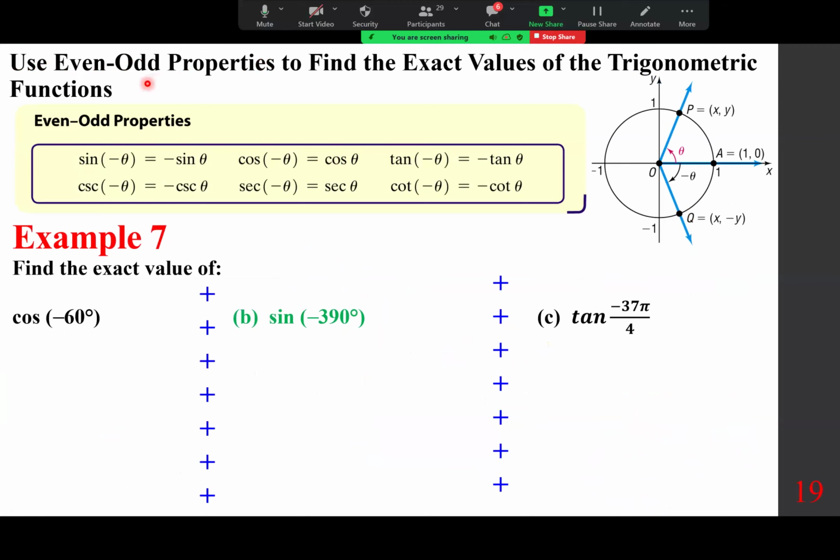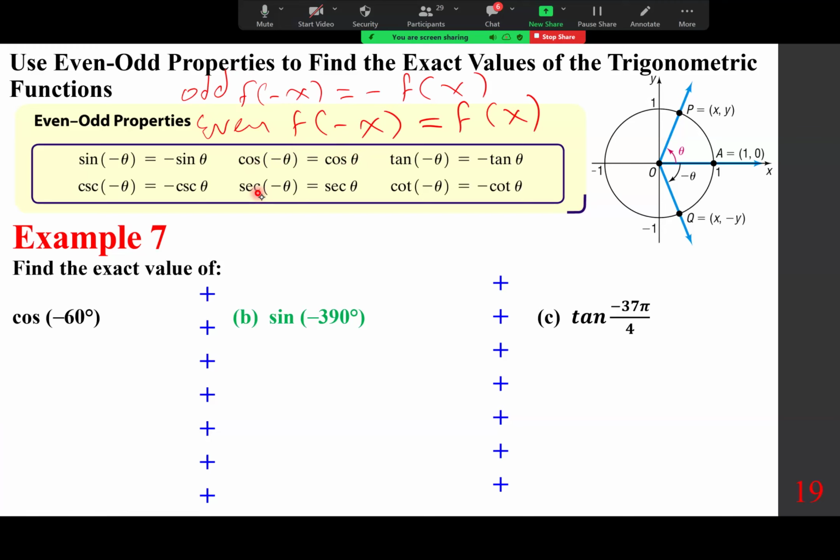Use even and odd properties to find the exact values of the trigonometric functions. Every trigonometric function is an odd function, meaning, for example, okay, let me just remind you the meaning of odd. Odd function was f of minus x is minus f of x. This was odd. Even, f of minus x equals f of x. All of them are odd except cosine. And with cosine goes secant. Remember, cosine and secant are reciprocals.